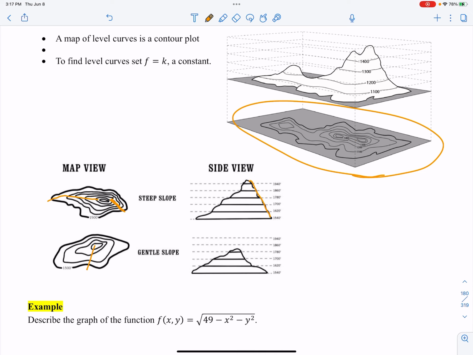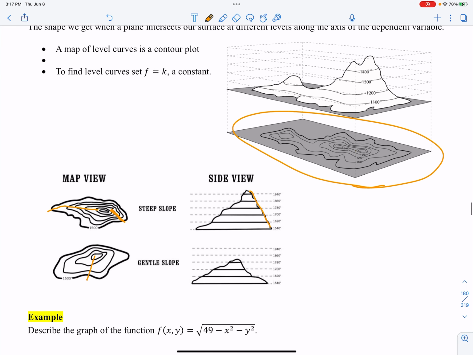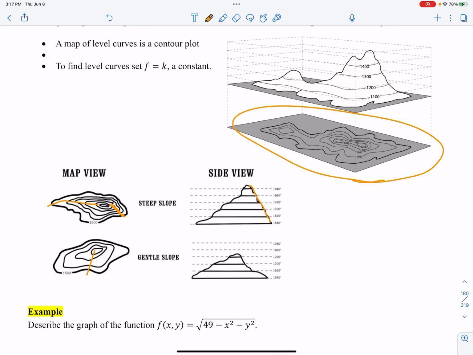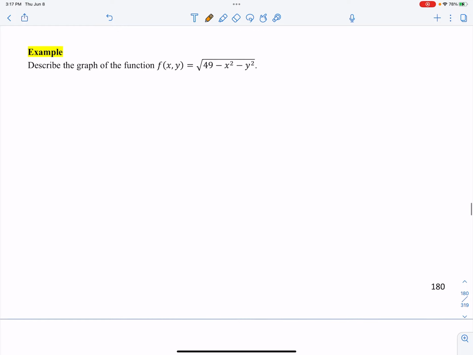But this is what a contour map is, or in our case, we're going to call them level curves. So I gave some directions. A map of level curves is a contour plot. That's what we're used to calling them. To define level curves, we just let the function equal k, a constant. So we can sometimes do this in general. Sometimes we'll do this in particular to figure out what's going on. All right, take a look at this example. Describe the graph.